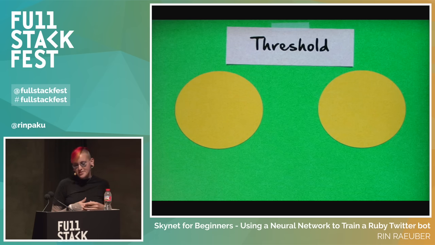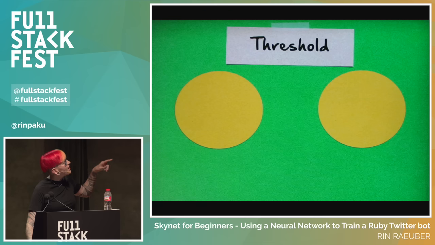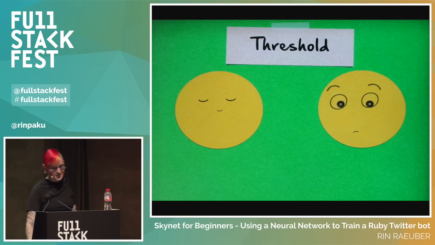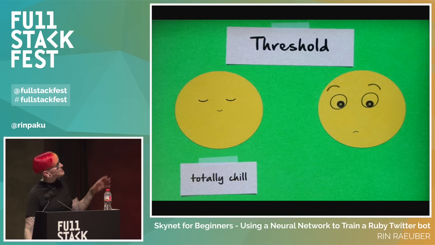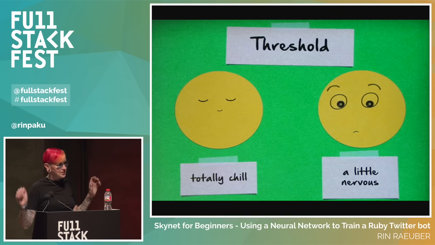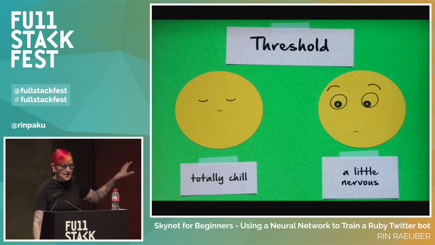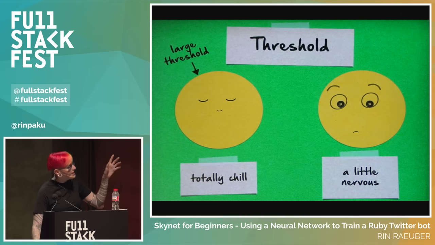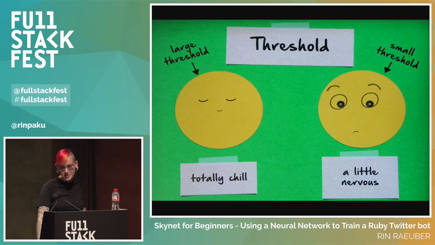Now, two more things about neurons. Earlier, I said that when they receive a signal, they fire. But that was a lie. When they receive a strong enough signal, they fire. So you might say some of these neurons are more lazy and some are more nervous. I call these ones the chill neurons, and the other ones are the nervous neurons. How chill or nervous they are is defined by something we call threshold. So that dude is totally chill, and he doesn't care if you poke him with a little signal. But the other guy, if you just nudge him a little, he will fire. So this guy has a large threshold, and the nervous guy has a small threshold. Okay.